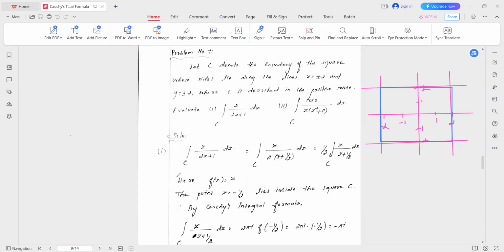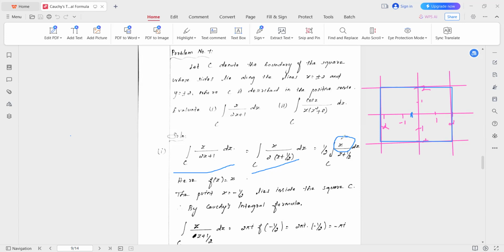So the integral over C equals this. Here 2 is a constant, so we take it out of the integral: 1 by 2 into the integral over C of z by z plus 1 by 2 dz. Now it's in the form of Cauchy's integral formula. Here f of z is equal to z. Analyticity fails at z equal to minus 1 by 2. Next, we check whether this point lies inside the curve. Minus 1 by 2 is somewhere here, so it lies inside the square.